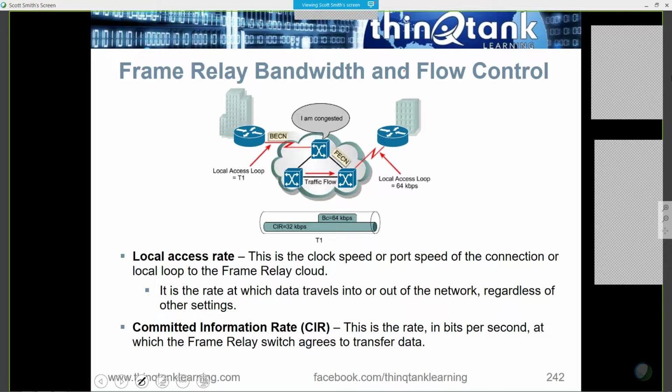The downside to doing a CIR of 0 is that all of your bits can be marked discard eligible, which means anything can be dropped. Whereas if you have a CIR of 128K, only 128K can get dropped. I mean, anything above 128K can get dropped.